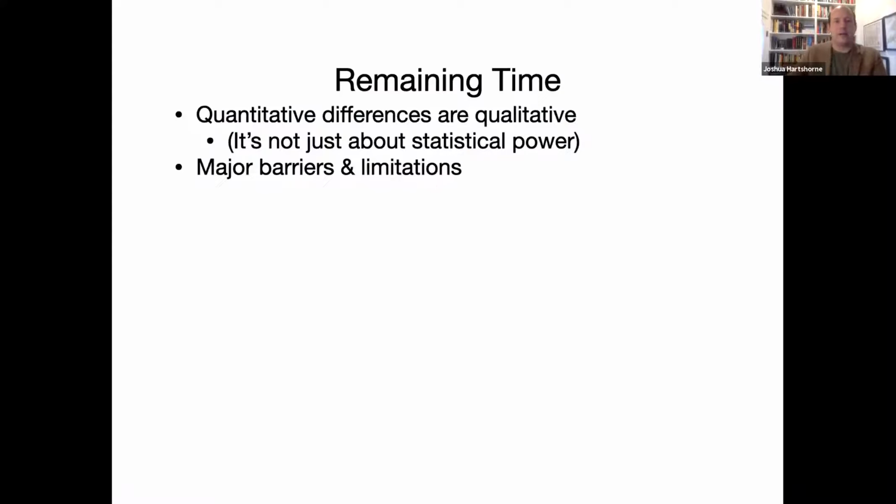So in the remaining time, I want to talk about first, picking up on a thread that Tom started, quantitative differences are qualitative. It's not just about statistical power. Obviously, going online can give us the statistical power to have meaningful replicability and generalize across populations. But it turns out that along the way, you get to do other cool things too. And then I'm going to finish with a little bit about major barriers and limitations to doing massive online studies.